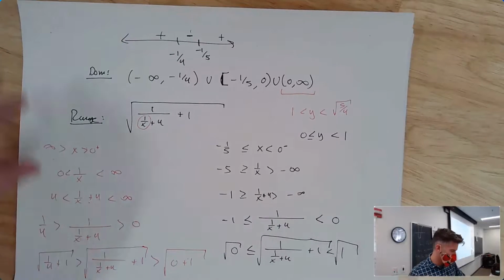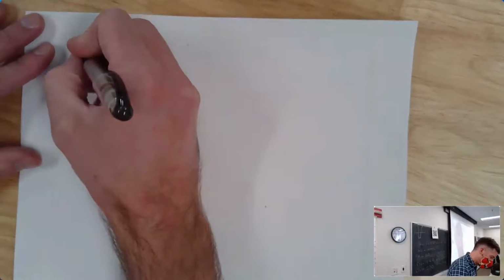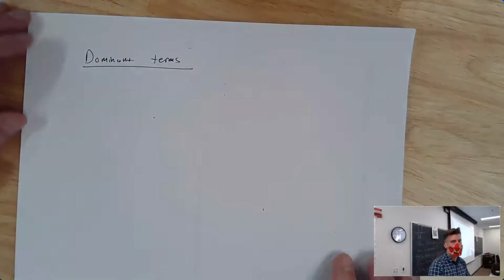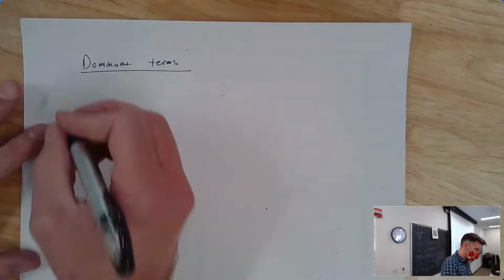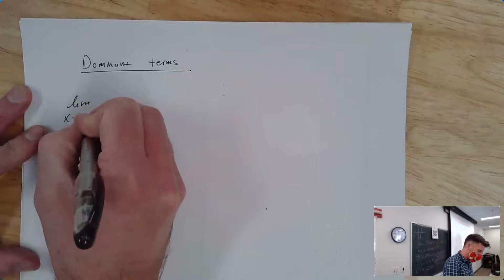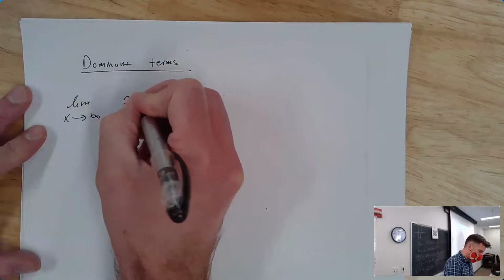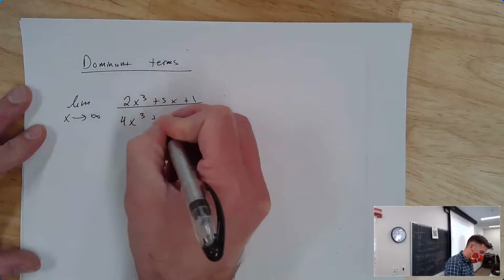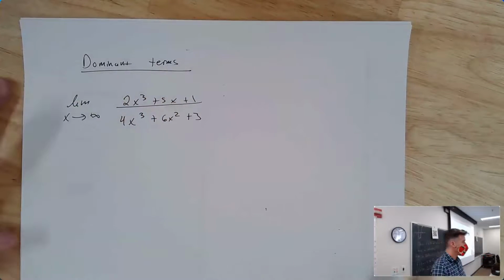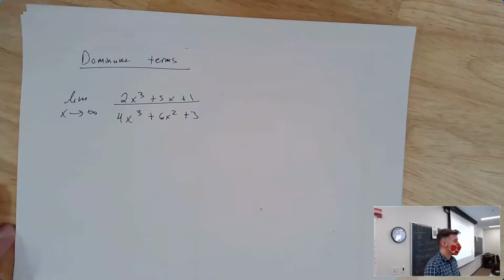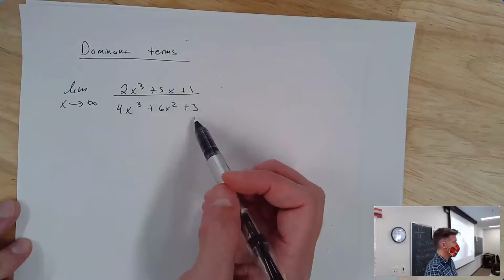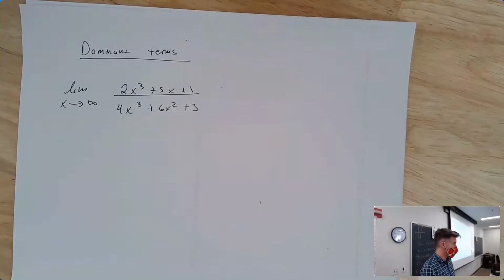But let's go ahead and talk about dominant terms for a second. If I was asking what's the limit as x goes to infinity of 2x cubed plus 5x plus 1 over 4x cubed plus 6x squared plus 3. Well, another way I could phrase this is, what's the horizontal asymptote of 2x cubed plus 5x plus 1 over 4x cubed plus 6x squared plus 3? And the way you find the horizontal asymptote is by taking the limit as x goes to infinity.